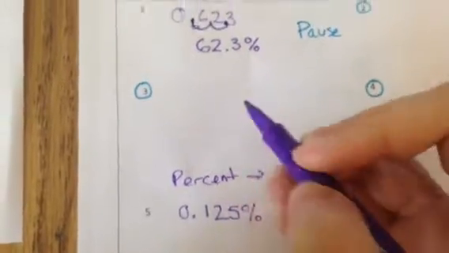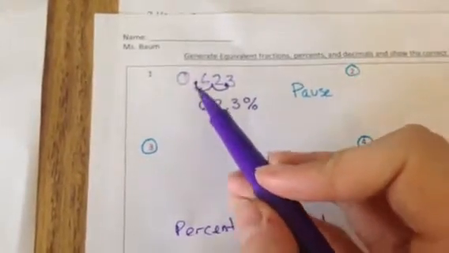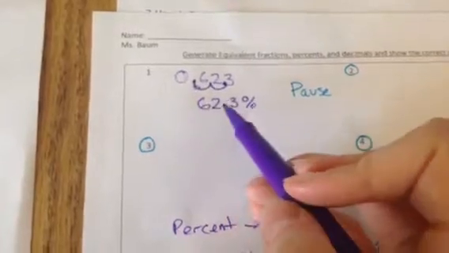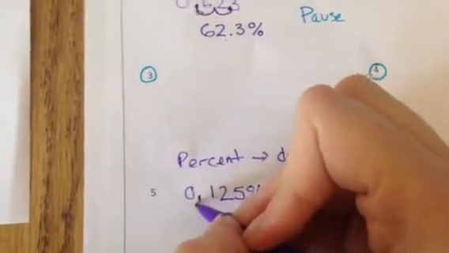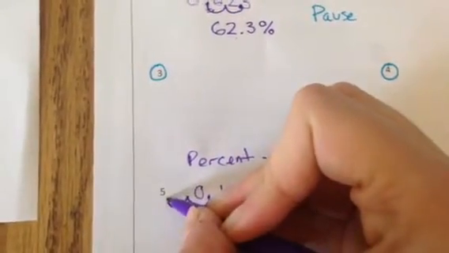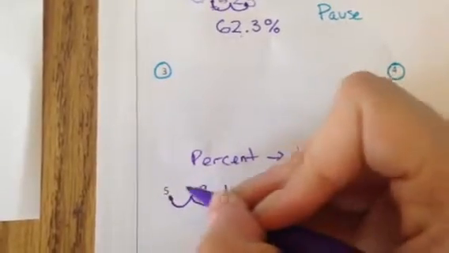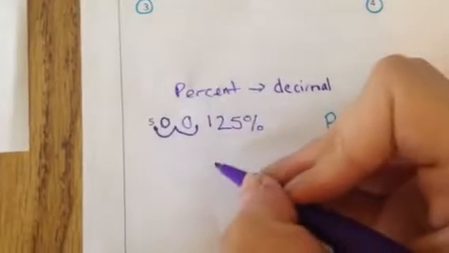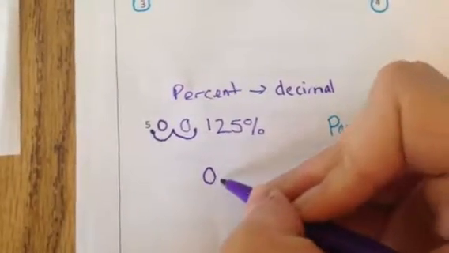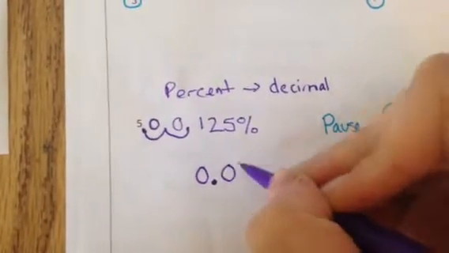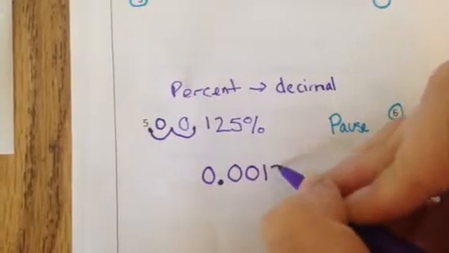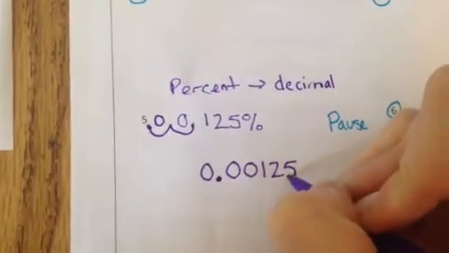So when we went from a decimal, we moved it to the right. Going from a percent to a decimal, we have to move it to the left 2 times. And then I have to fill in my 0. So my decimal is 0, and then the dot, 0, 0, 1, 2, 5.